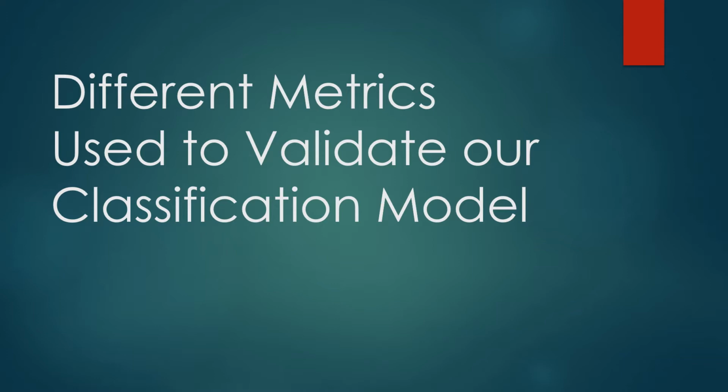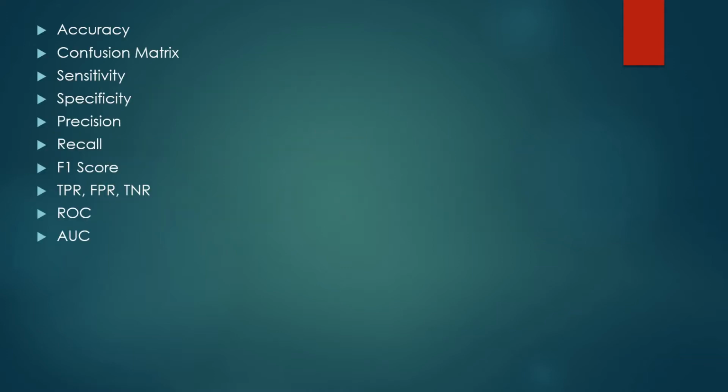Before moving on to the metrics, let's see what those metrics are, and then in detail we'll be discussing each and everything. First is accuracy, second is confusion matrix, sensitivity, specificity, precision, recall, F1 score, TPR, FPR, TNR, ROC, AUC.